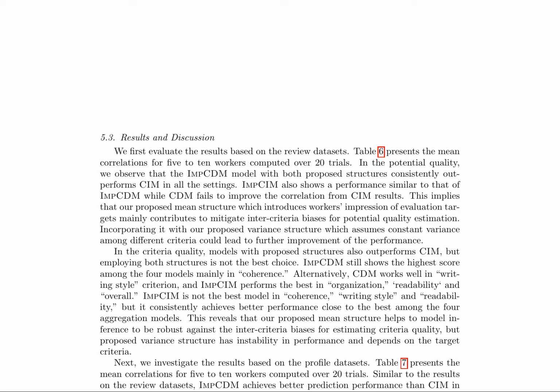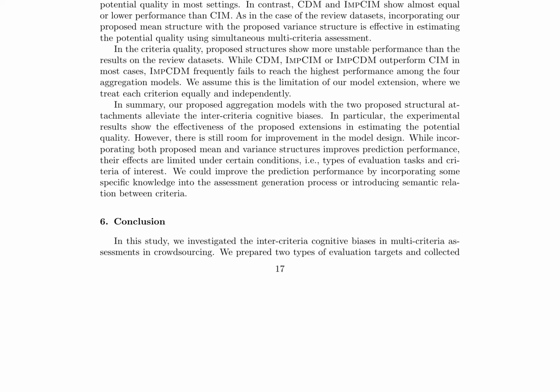This suggests that the proposed mean structure helps in modeling inference to be robust against intercriteria biases for estimating criteria quality. But the proposed variance structure has instability in performance and depends on the target criteria. The results based on the profile datasets also show that IMP-CDM achieves better prediction performance than CIM in potential quality in most settings. However, in the criteria quality, the proposed structures show more unstable performance compared to the review datasets.